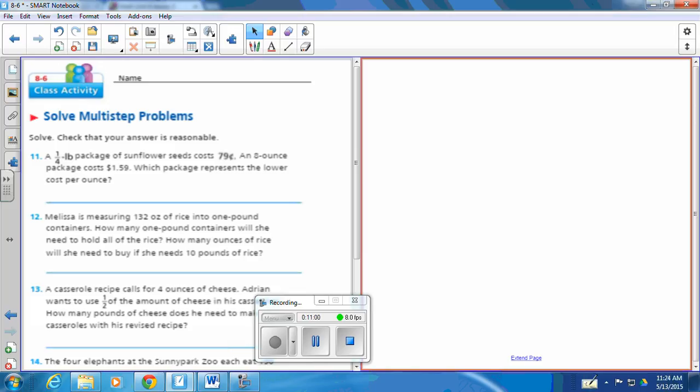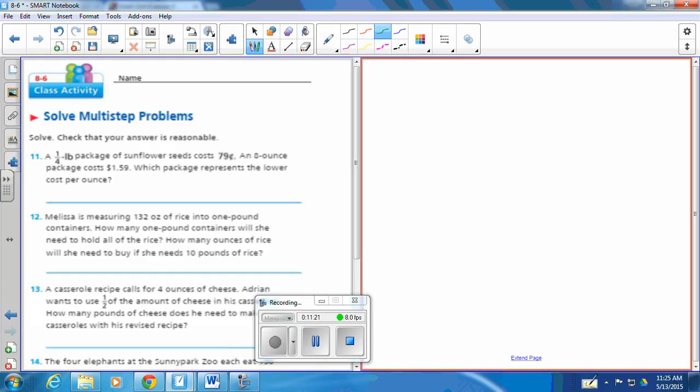So think about when you're finding the cost per ounce, you want to get the lowest cost per ounce because that means you're saving the most money. You're spending less money per ounce than you would be with this one over here. Okay, so let's look at sunflower seeds. This is a very real life problem. I will be doing this after school today actually when I go to the grocery store.